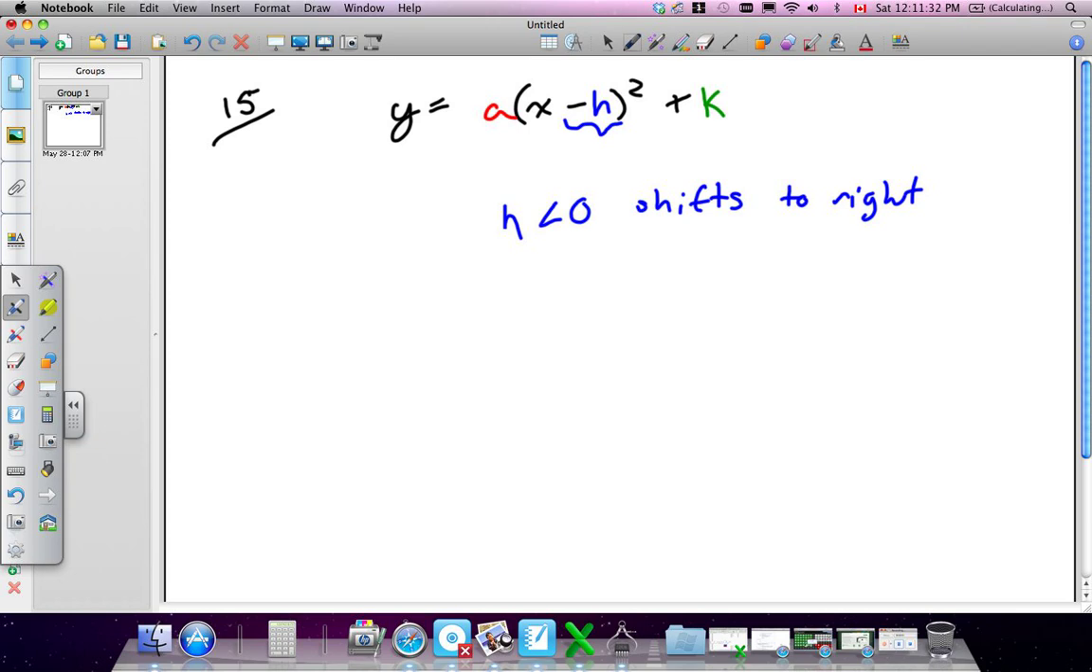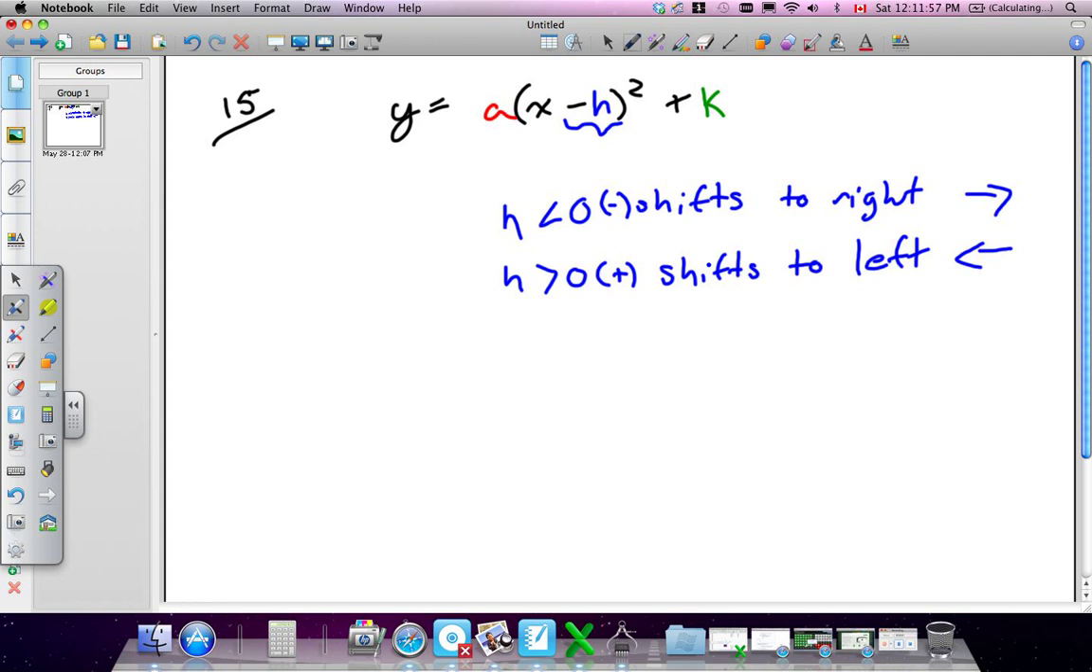If H is greater than 0, so in other words, that's a positive. So I'm going to put a little negative sign there, a little positive sign here. So in other words, H is positive, it shifts to the left, okay? So this was this way, this way. That's just a quick note for you guys to remember, okay?